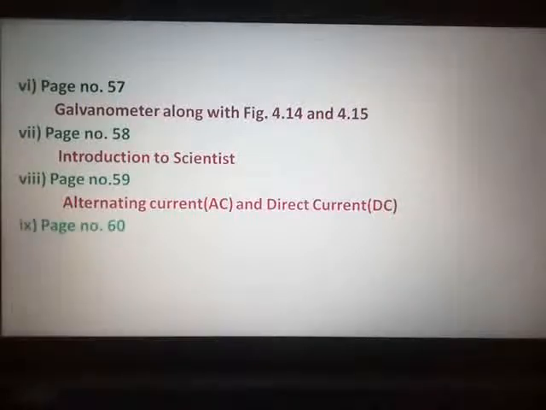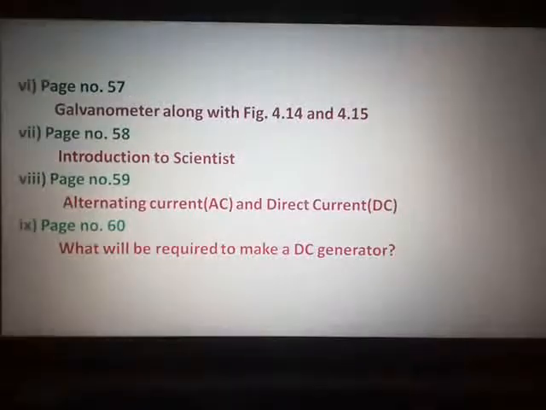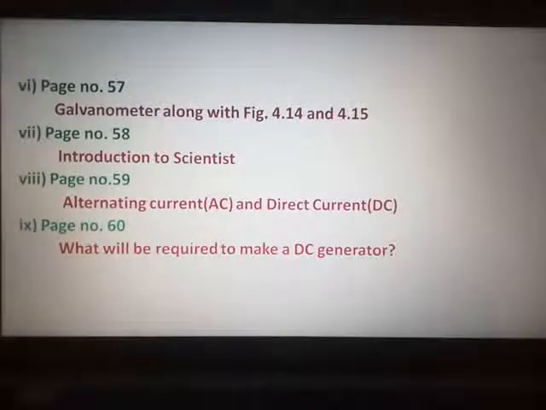Page number 60. The last paragraph of that page, what will be required to make a DC generator? Remove that topic, means indirectly the entire topic of DC generator you don't have to study.